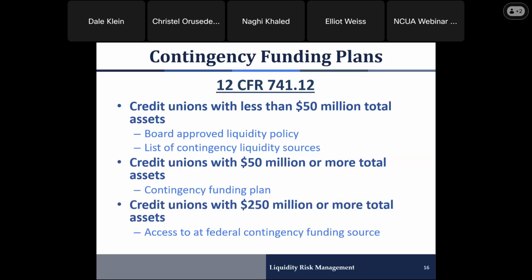So the requirements under 12 CFR 741.12 are cumulative. Credit unions with less than $50 million of total assets are required to have board-approved liquidity policies and list contingency liquidity sources. Credit unions with $50 million or more are then required to have a contingency funding plan. And on top of that, when a credit union reaches $250 million or more of total assets, they then must add access to federal contingency funding sources. So the answer is yes, the requirements are cumulative. Thank you, Elliot.